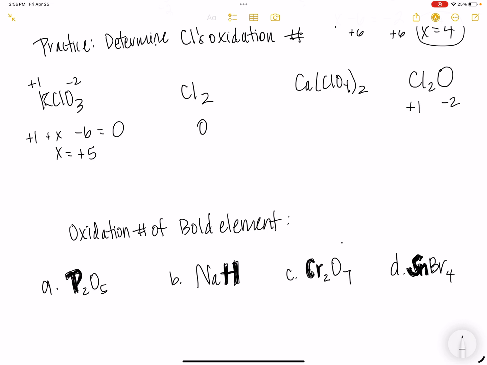What we see so far in these 3 examples is that even though in each one we've been working with chlorine, it has had a different oxidation number every single time, and that's totally and completely fine.